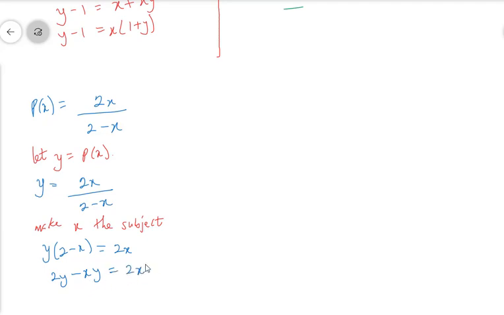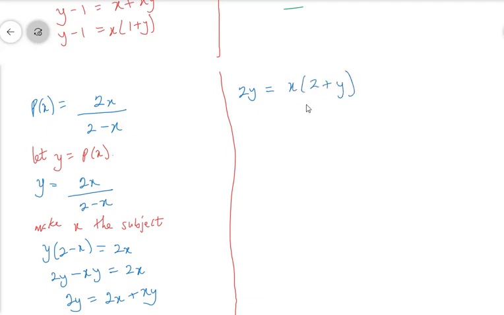Now adding xy to both sides, I get 2y is equal to 2x plus xy. Okay. Now I can factor out x. This will get me 2y is equal to x out of 2 plus y, and now dividing both sides by 2 plus y, I get x to be equal to 2y divided by 2 plus y.